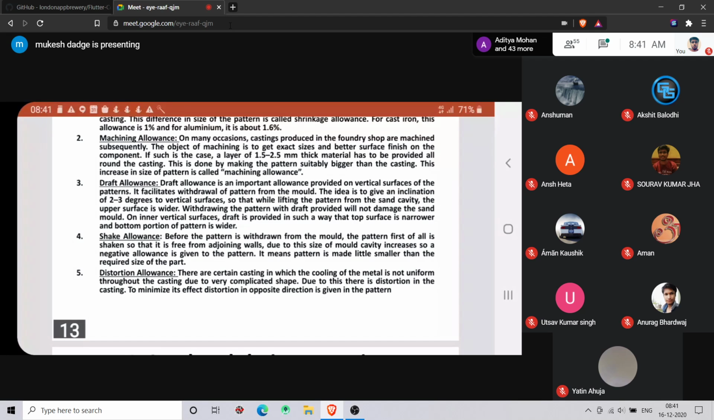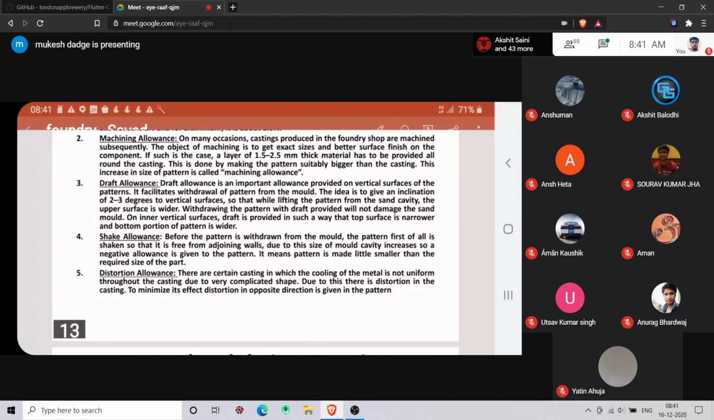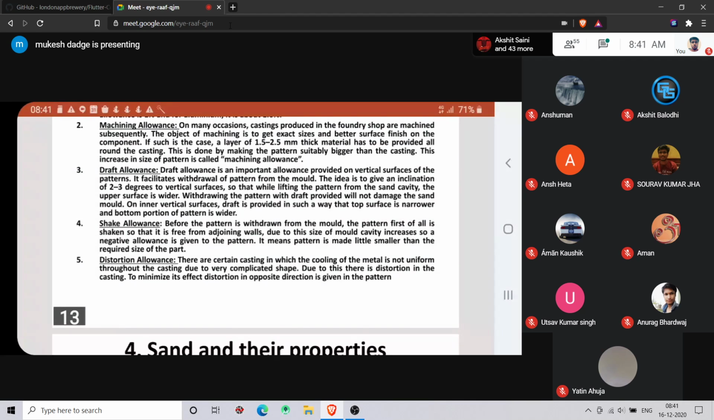See, these three are added, right? You have to add shrinkage allowance, machining allowance, draft allowance. Shaking allowance is smaller than the pattern. You have to make the smaller pattern, right? So shake allowance is minimized on the pattern. It is written there. It means the pattern is made a little smaller than the required size of the part. Shaking allowance is to be minimized.